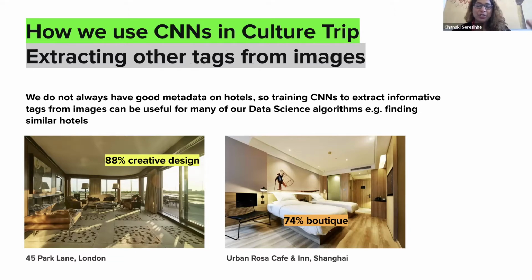So we can train it to recognize things that maybe Culture Trip cares about. So one of the things we might really care about is if the hotel has got creative design, because that might be something our clients are interested in. So if one hotel has a creative design, but it's not available, we can suggest another hotel that's also got a creative design. Another example of a tag is boutique. So if a client is interested in a boutique hotel and the specific one is not available, we can use this image tag to find other boutique hotels nearby. So there's just a couple of examples of how convolutional neural networks actually help us with our work.